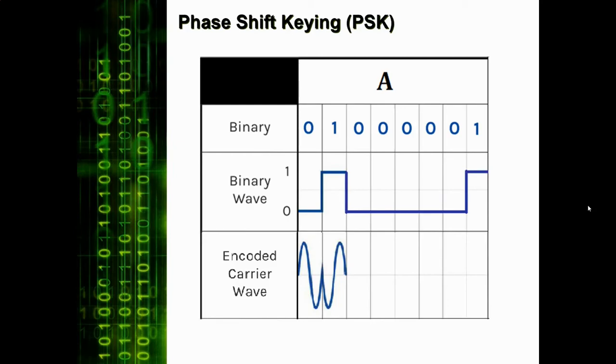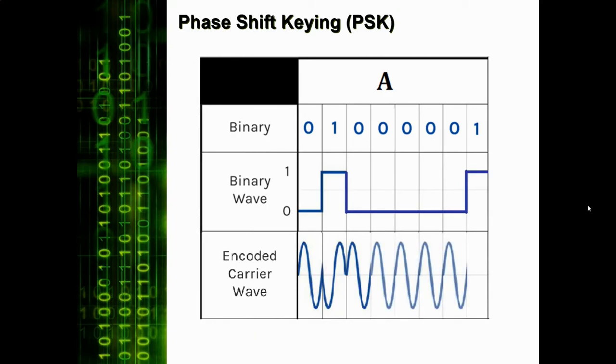So our zeros are going to be up and then down. So we have 1 complete wave that goes up and down inside that box. And then we have up and down, up and down, up and down, up and down. And then we get to the 1, and instead of going up and down, we're going to go down and up. So this is the phase shift keying.